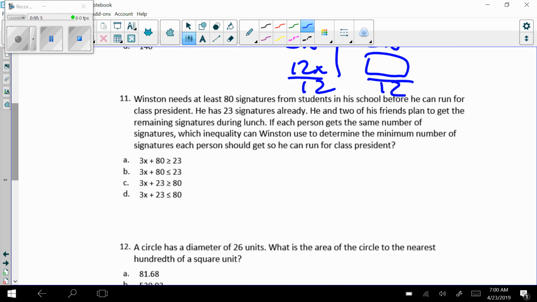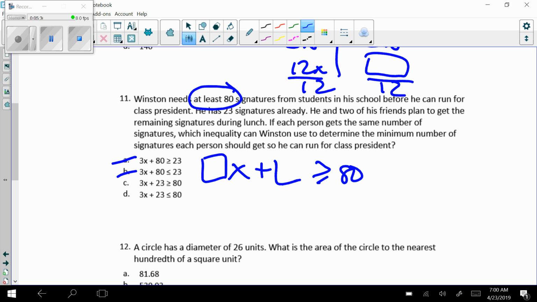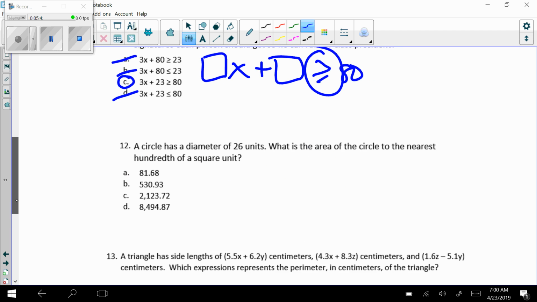All right, this one is an inequality. Most of the key to this is "at least 80 signatures." "At least" means it can be greater than or equal to 80. That would eliminate these two choices. And then it's just figuring out what goes with the x and what's the additional amount. Actually, I probably don't even need to do anything more than that because this symbol alone would eliminate that choice. So that's one I'm actually going to give you the answer to.